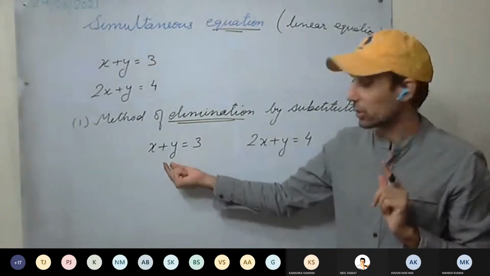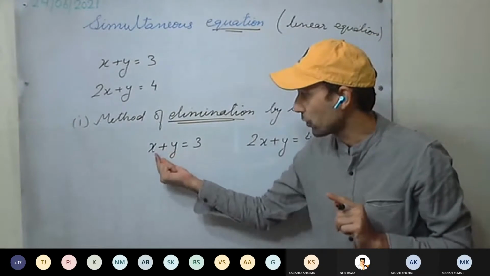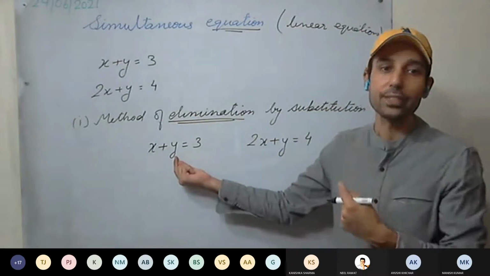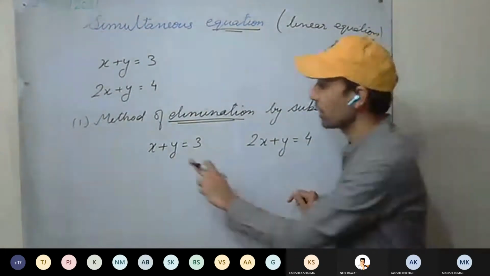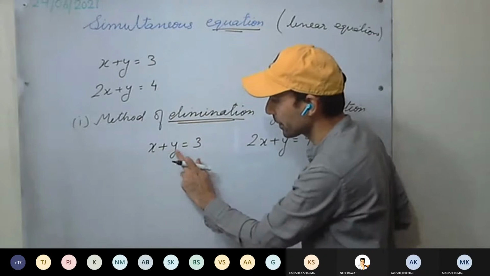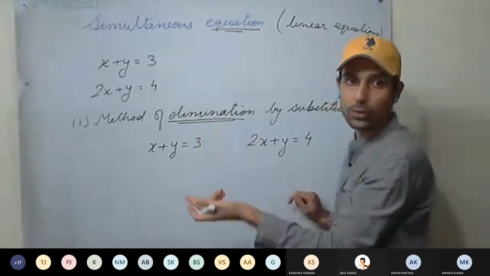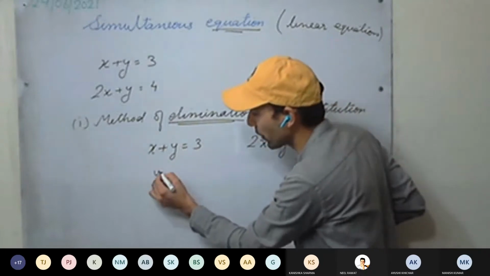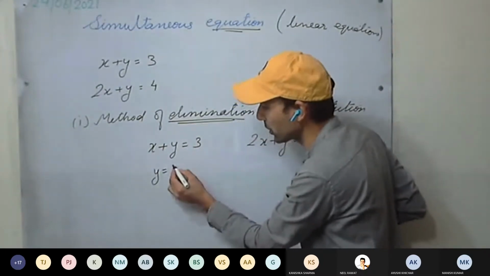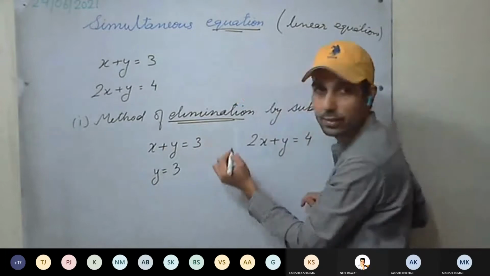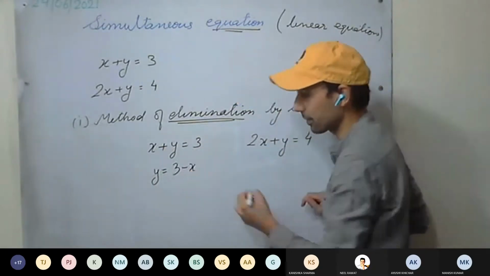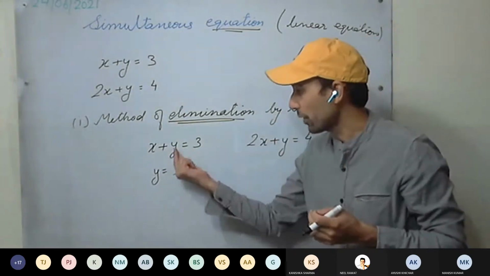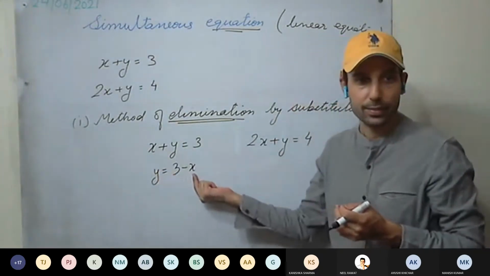The first way is that we can calculate any one of these variables in terms of the second variable. For example, we can calculate the value of x in terms of y, or the value of y in terms of x. So I'm calculating the value of y from the first equation. It will be 3, take x on the right hand side, 3 minus x. So we are calculating the value of y in terms of x. This is clear.